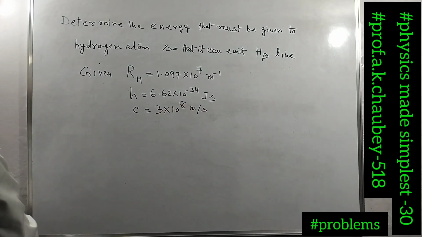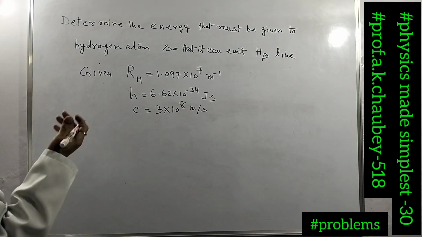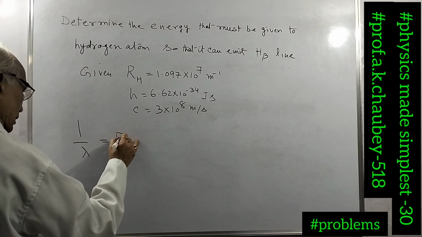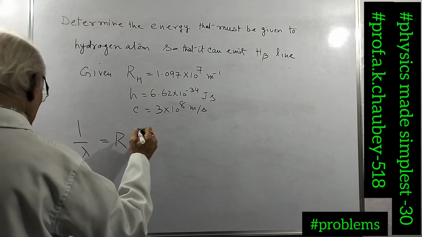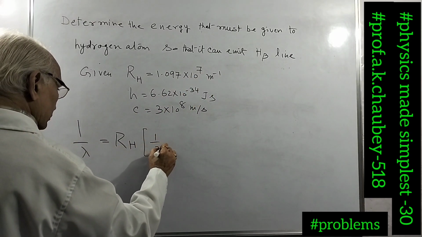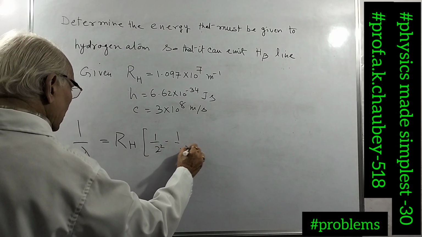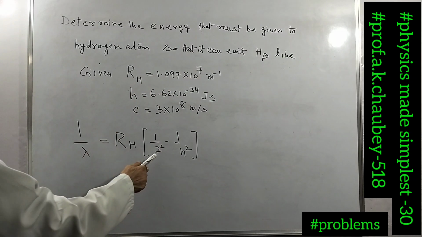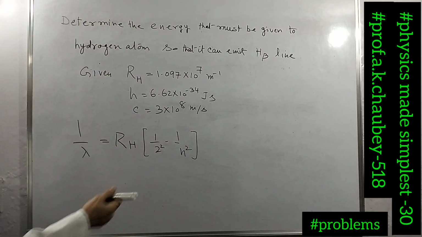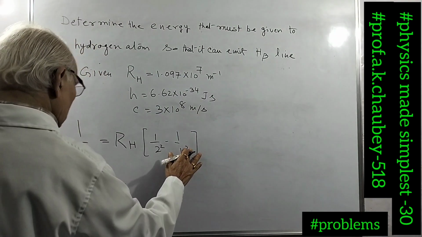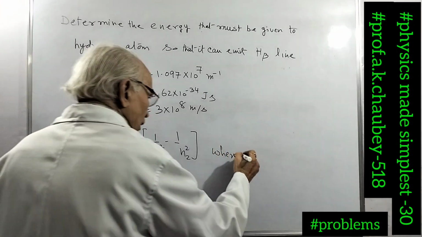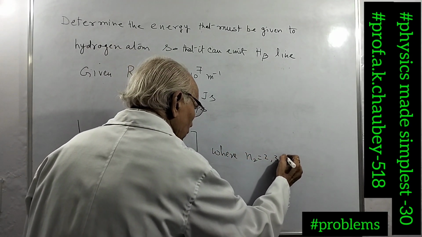Now we have the formula from the Bohr theory: 1 by lambda is given by RH, the Rydberg constant, times 1 over 2 square minus 1 over n square. For the H beta line, the first orbit n1 is equal to 2, and the higher orbit n2 is equal to 3, 4, 5, 6, and so on.